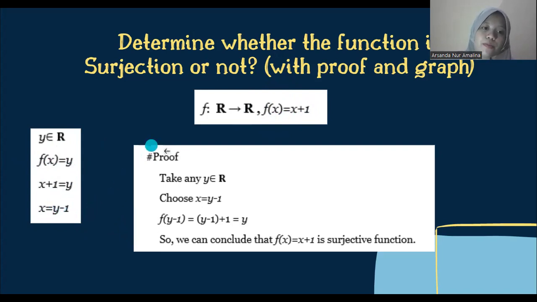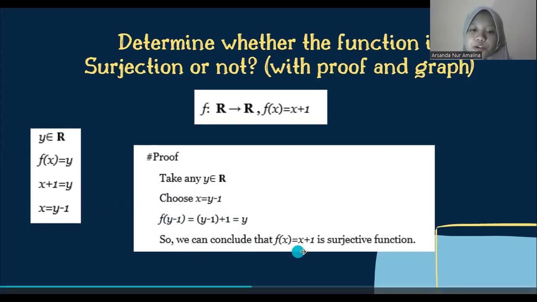So we go to the proof. Take any y, an element of the real numbers, which is the codomain in this case. We choose x equal to y minus 1, because we know this maps to y, and we substitute it into the function and we get y. So we can conclude that f of x equal to x plus 1 is a surjective function.